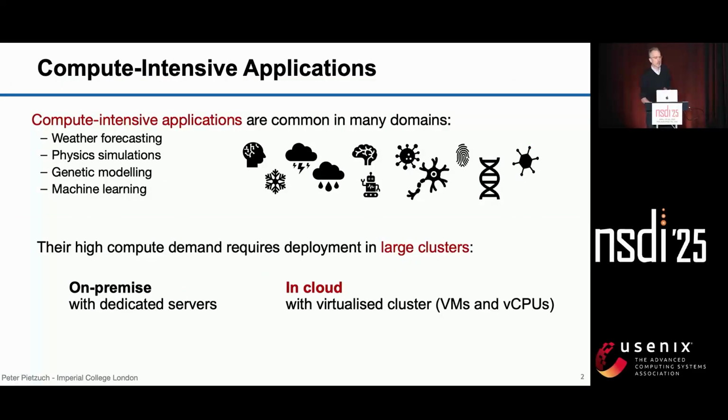So the focus of this work were compute-intensive applications. These kinds of applications you'll find in a lot of domains. Think of classical high-performance computing applications, weather forecasting, physics simulation, and these types of things. And more recently, machine learning applications, since they need to exploit parallelism, also fall into this class. Because of the high compute demand of those applications, they are typically deployed in large clusters. Traditionally, we've used on-premise clusters with dedicated servers, but now increasingly we're using virtualized cloud infrastructure where we're deploying those applications on virtual machines running on vCPUs.